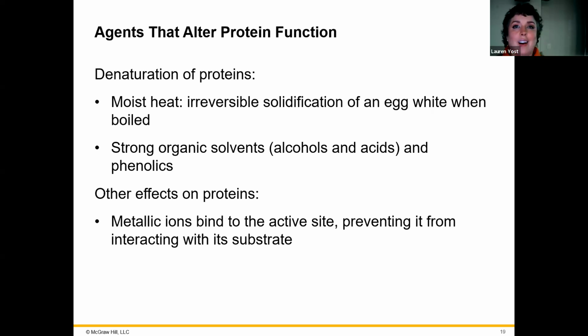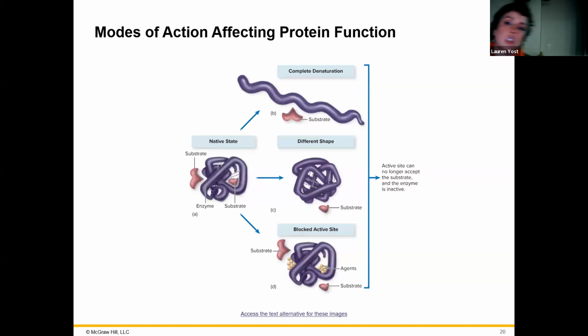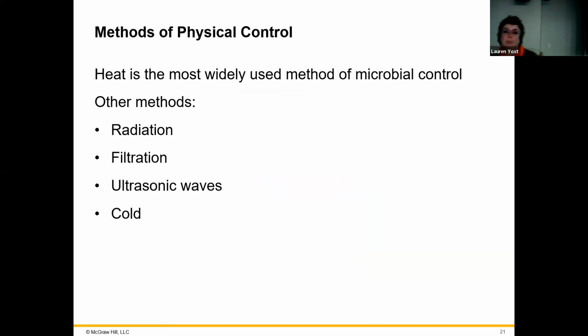We can also introduce metallic ions, and the metallic ions can basically squeeze into the active site and act like a competitive inhibitor, so block the substrates from getting in there. So here's some images of that. Here's our native normal state on the left. We could have complete denaturation, so the complete structure is broken down. We can't interact with our substrate anymore. We could cause it to have a different shape just by adjusting pH and causing our interactions to be disrupted in a different way. Or we could maintain the shape, but just block our ability to bind with our active sites. These are all ways that physical and chemical methods could potentially disrupt our protein function.